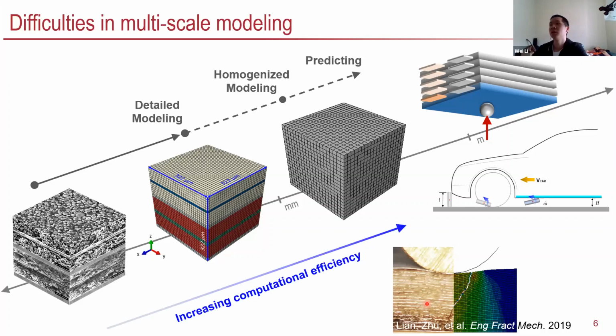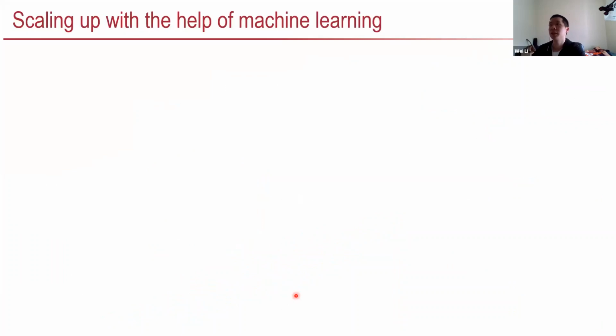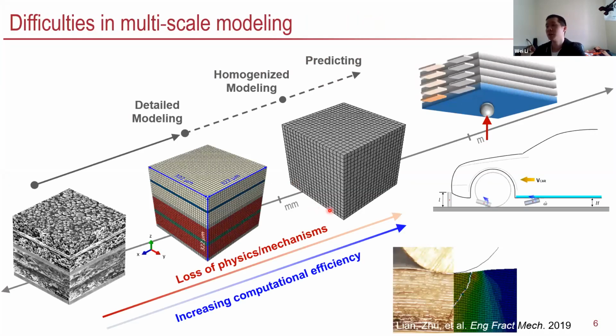I guess this problem is common for many engineering systems. As we go to a larger scale, we need a more homogenized model, and this can increase the computational efficiency, but at the same time we will lose some of the physics behind. So we are thinking maybe we can use machine learning tools to scale up this phenomenon, to increase the computational efficiency but also retain most of the physics.